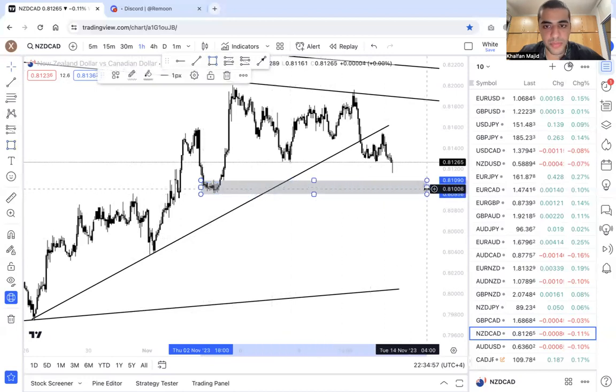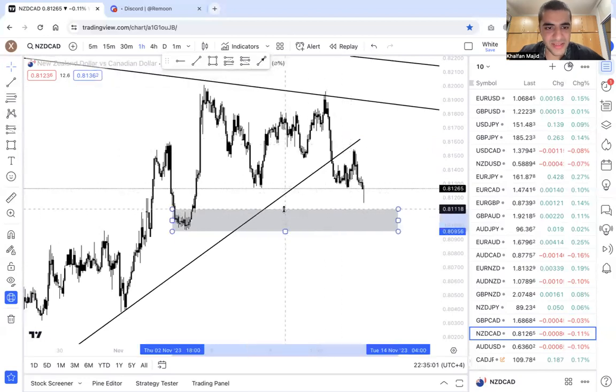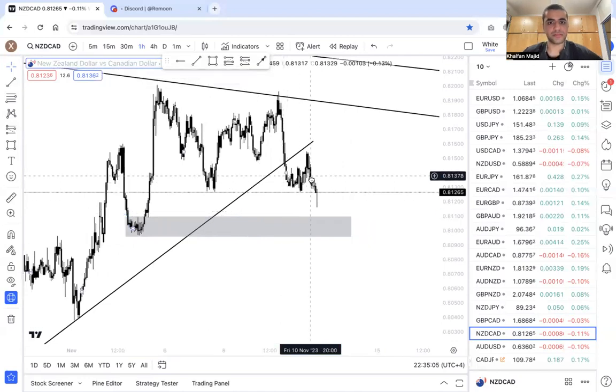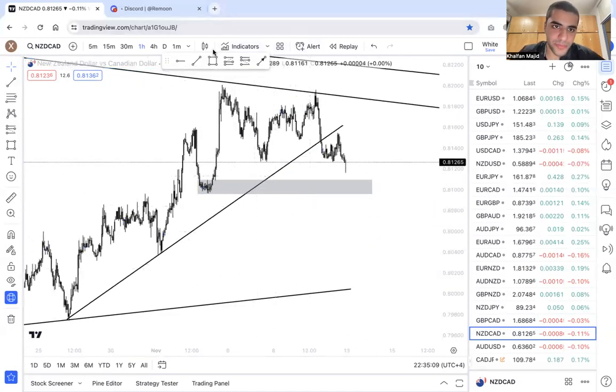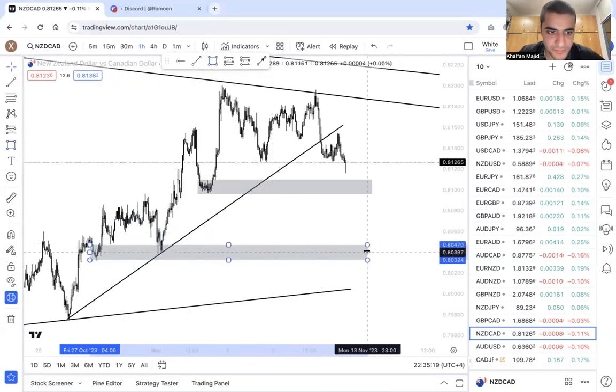This could work out, but I personally wouldn't, since it's against the trend. But who knows? And sometimes, yeah, even if you go into a support resistance zone which is against the trend, sometimes it works, yeah, but not all the time.